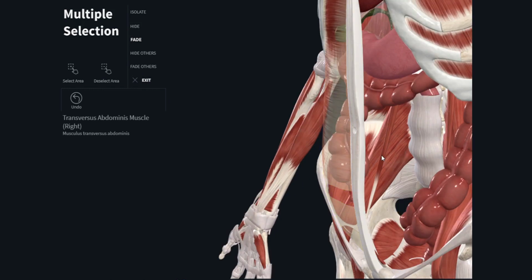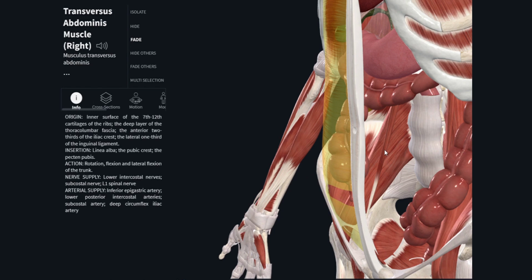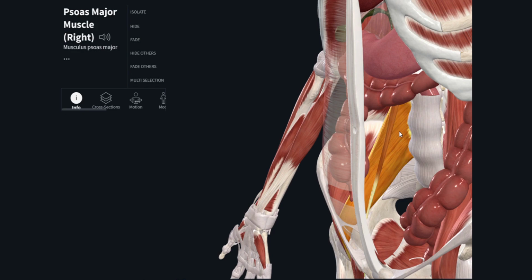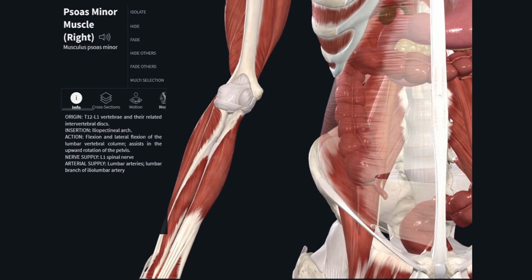Another thing that we can notice is this small muscle right here, which is not quite in close relationship, but it is the psoas minor muscle there.